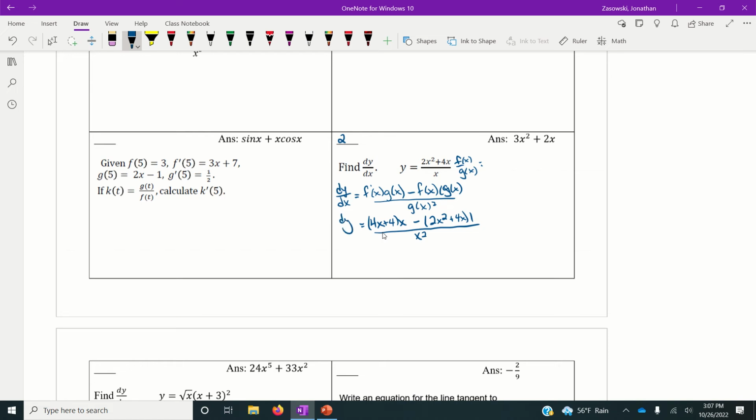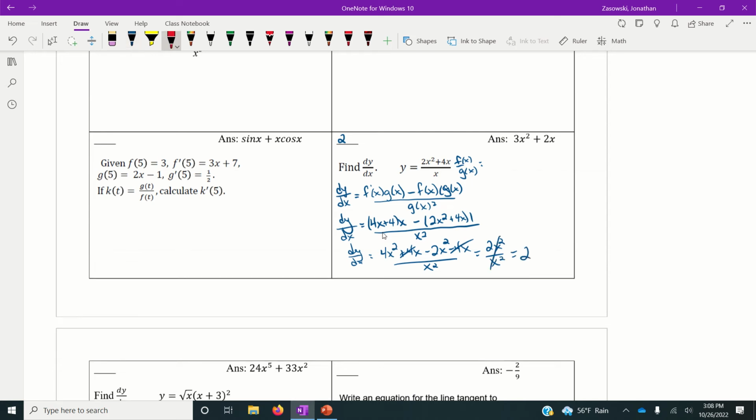Once again, that's still equal to dy over dx. Then we can go ahead and distribute. So we're going to get 4x squared plus 4x, minus 2x squared, and then we have minus 4x. You can see that these 4x's are going to drop out. This is still over x squared, and we're going to end up getting 4x squared minus 2x squared, which is just 2x squared over x squared. The x squared is going to drop out, and this whole thing is just equal to 2.